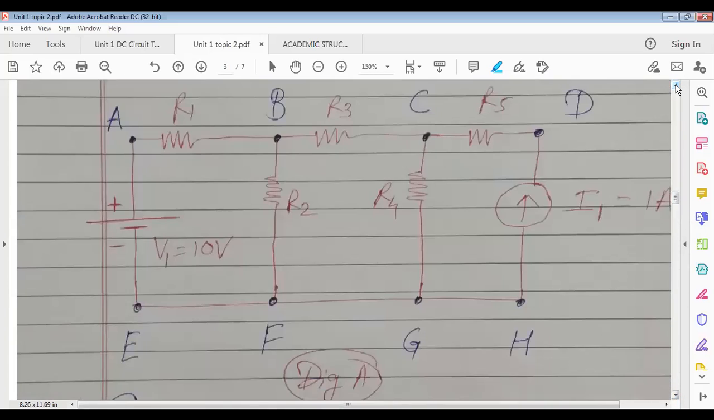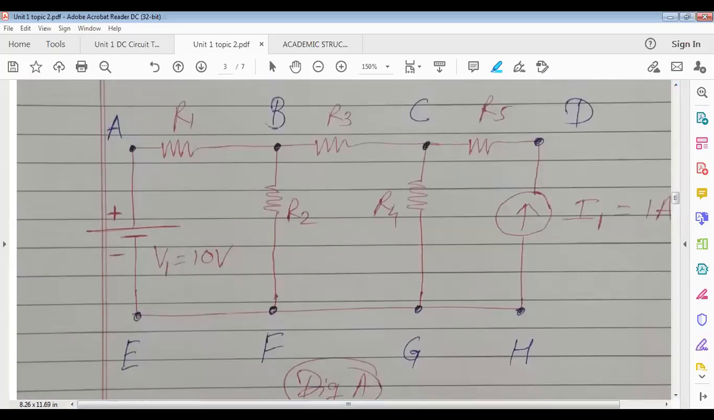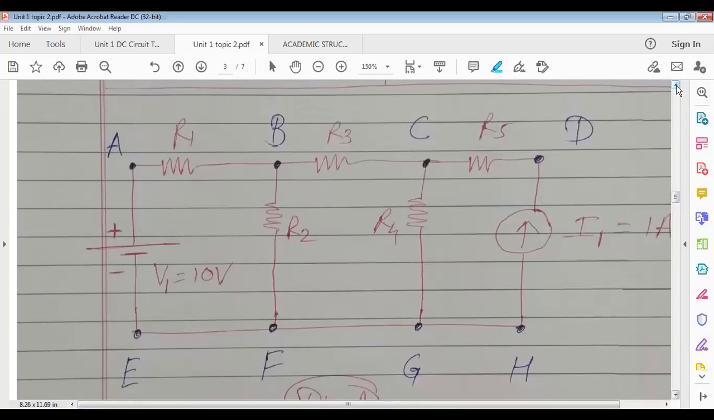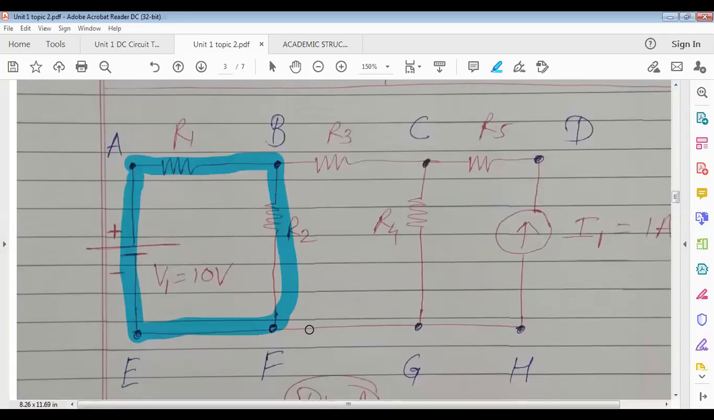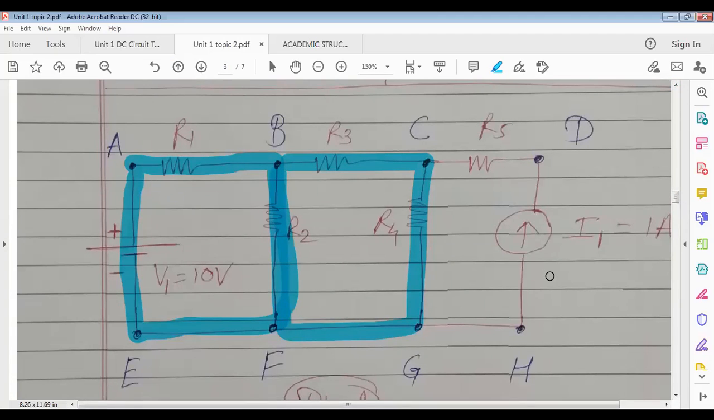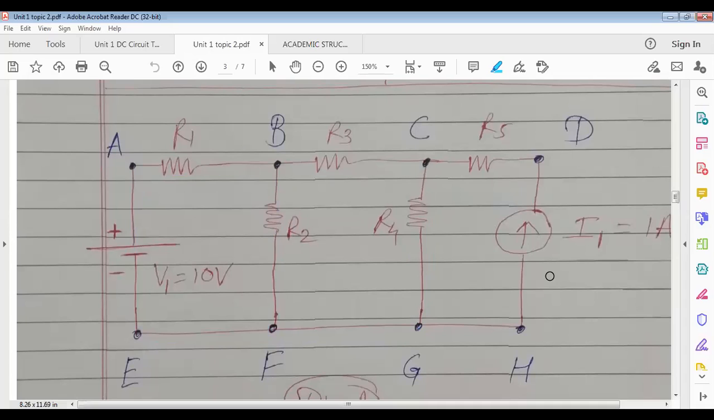Now again we'll see the first diagram, diagram A. Now, a closed loop. Can you tell how many closed loops are here? Closed loop means start from point A, B, F, E, A. That is the first one. Then B, C, G, F, B. Like this, how many closed loops are there? Total 6 closed loops are there.